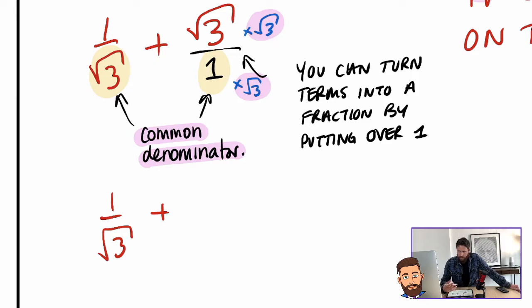So if we look at what happens there, and again, this is now going to feed into your surds understanding. What is root 3 times root 3? Well, that is 3.